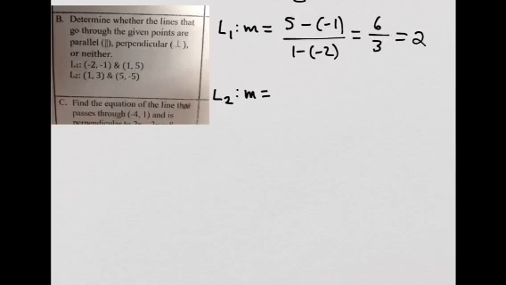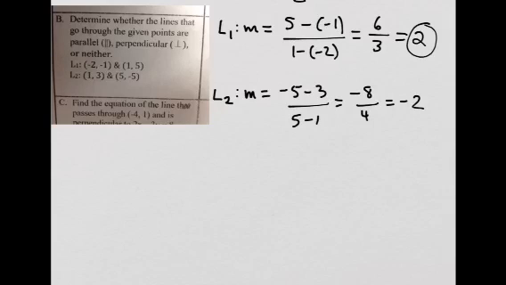The slope is 2. Line 2, negative 5 minus 3 divided by 5 minus 1. So negative 8 over 4, that gives you negative 2. Now, again, compare the two slopes, and they're not equal, so the lines are not parallel. They're opposite, but they're not reciprocal. So this one would be neither.